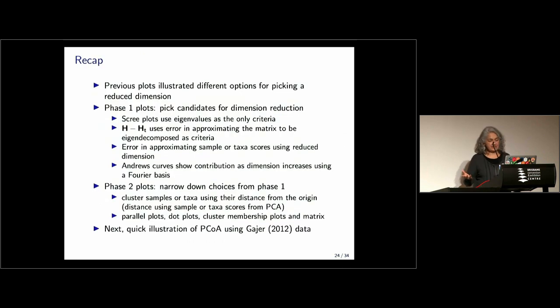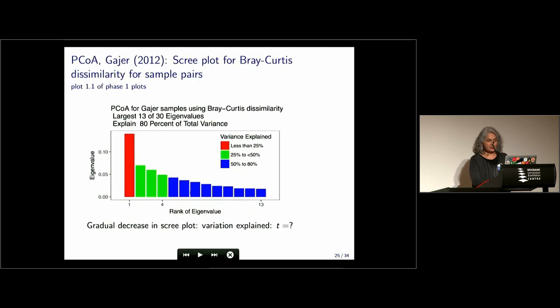Okay, so this is our recap, and then I just have one more slide. Scree plots are all we've been using because that's what we've known. But maybe looking at the amount of variation captured is not the only criterion we should be thinking about. We can think of this in terms of approximating the matrix that we're decomposing. We can think of this in terms of approximating the information in the sample and taxa data as we reduce dimension. And then looking at different types of things like the Andrews curves can help you tease out what might be there.